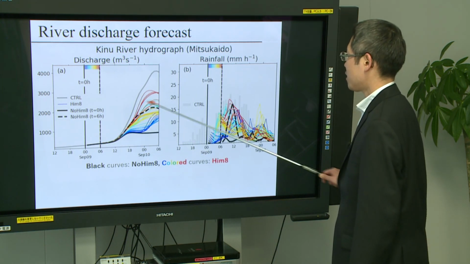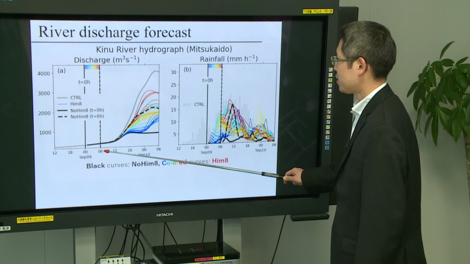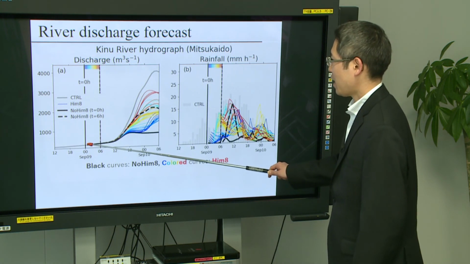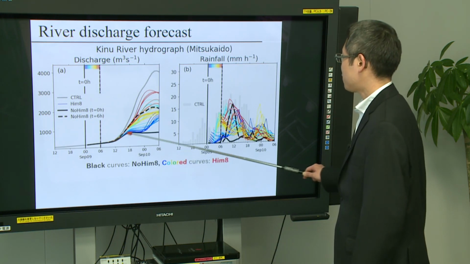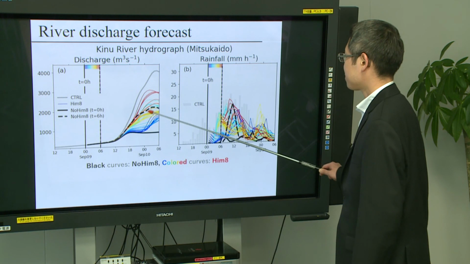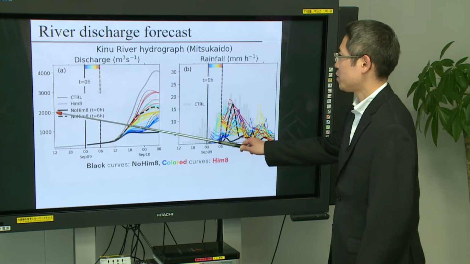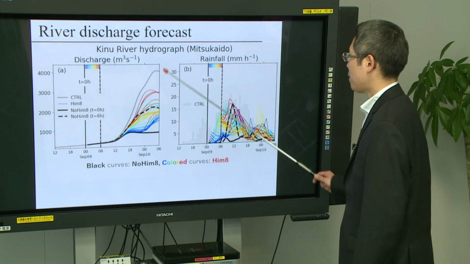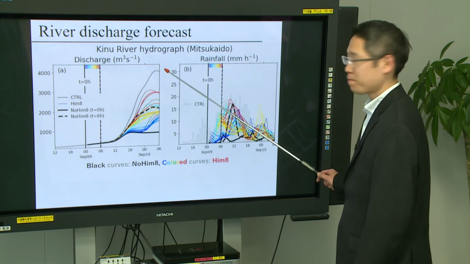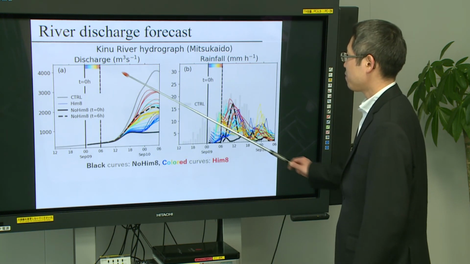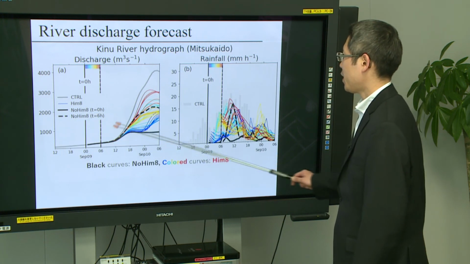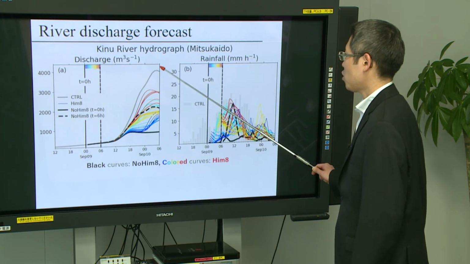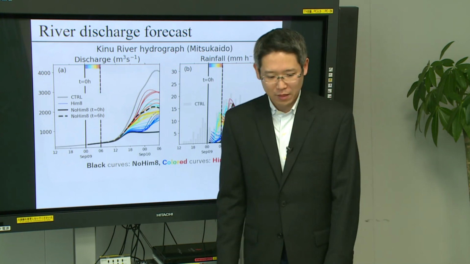And this black dashed curve initialized from this 0.6, that's the forecast available after this 0 UTC. This forecast gives some probability of large discharge, about half of it should be. But at this time, we have this red initial condition with Himawari 8 that produce very close to this large discharge.